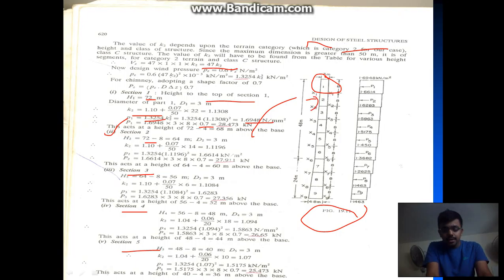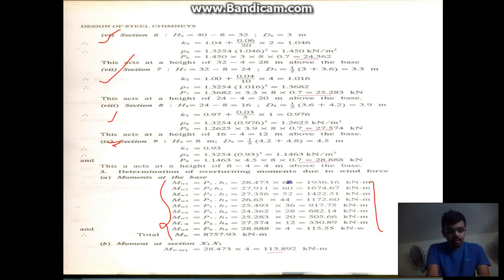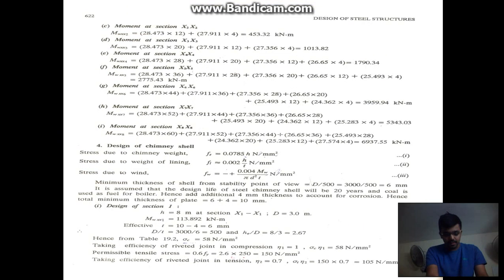if you look at here, we are having moments at different sections as well. X1, then X2, and at each section we will have a moment. Why? Because from that section we'll be lifting our chimney, so it will also be a critical point for the design part. Similarly, we have calculated section moments at x1, x2, x3, x4, x5, x6, x7, and x8. Till x8 we have calculated here.